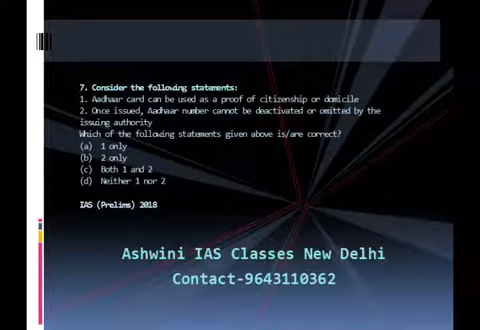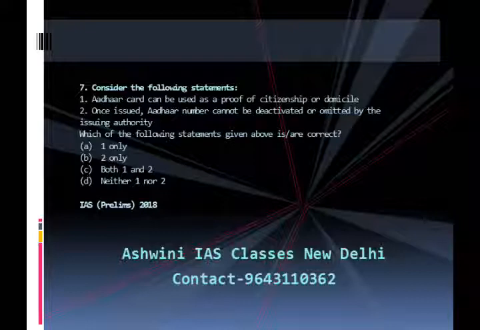totally free of cost. According to Section 9 of Aadhaar Act 2016, the Aadhaar card is only a proof of identity and cannot be used as proof of citizenship or domicile. According to Section 23, once issued, the Aadhaar card can be deactivated or omitted by the issuing authority.